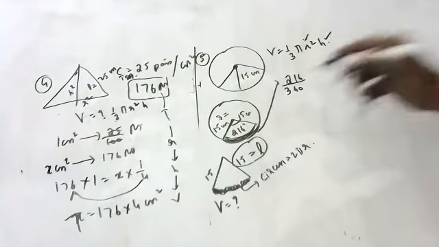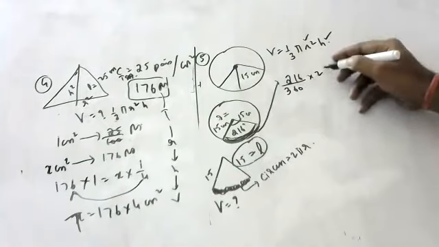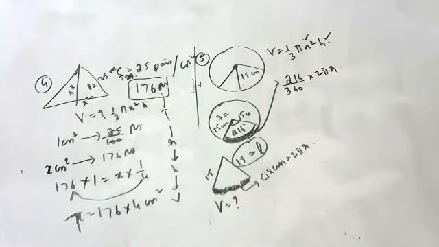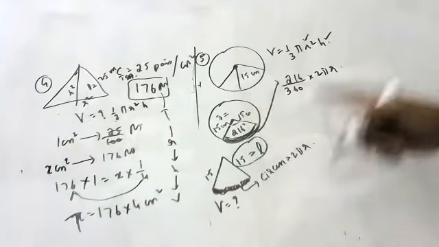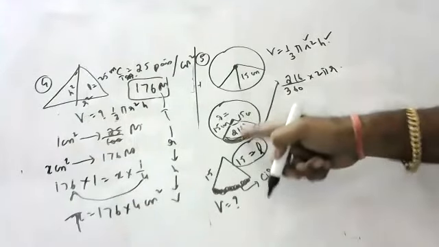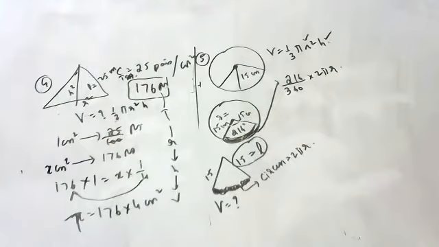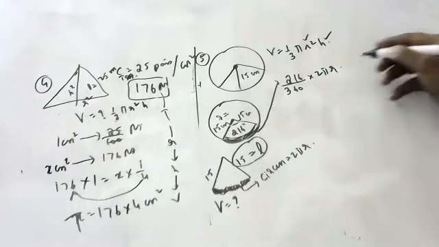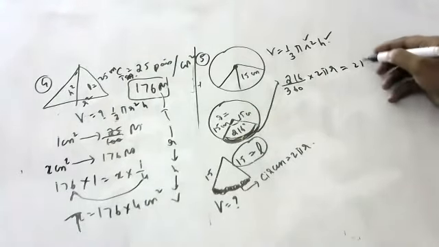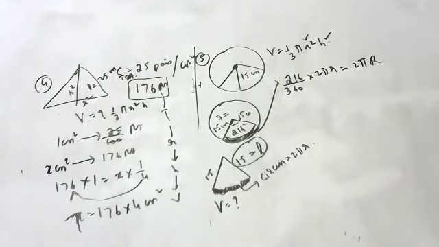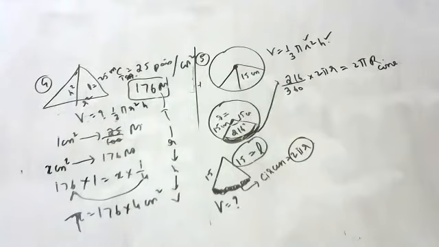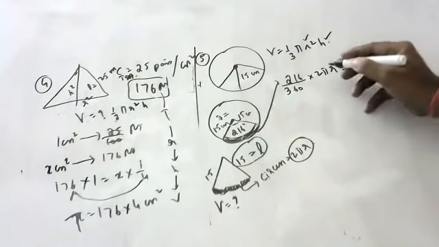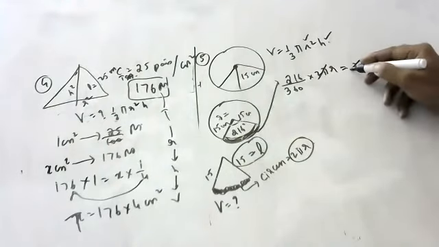216 parts of 360 degrees into 2 pi r will give you this length, children. That length only will become 2 pi r. That length only will become the circumference of the cone. So see here, this 2 pi cancels.